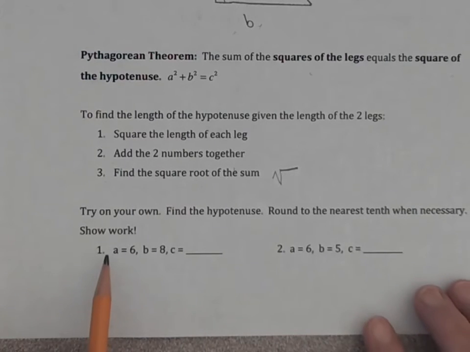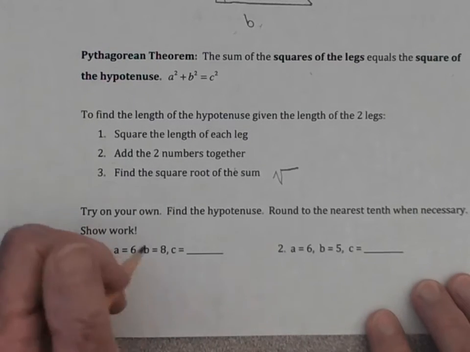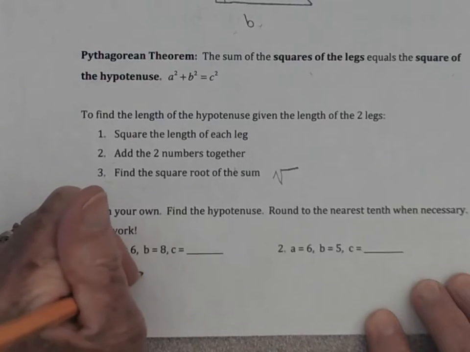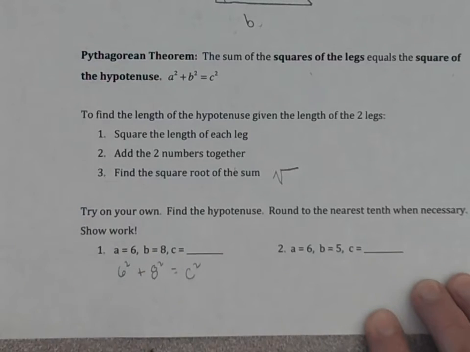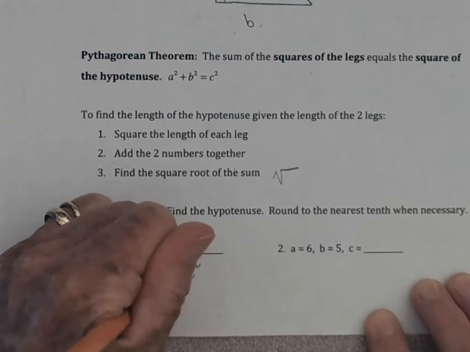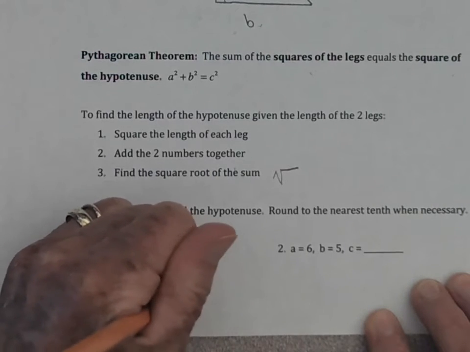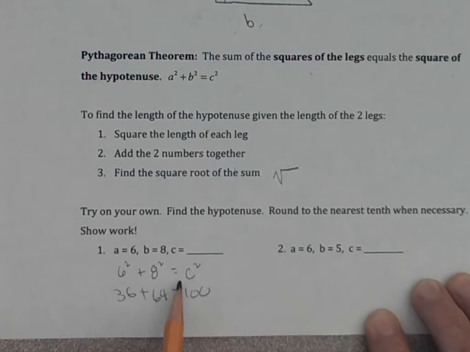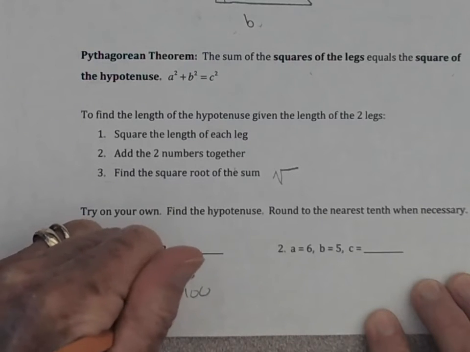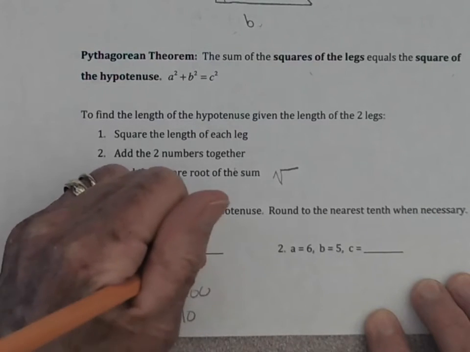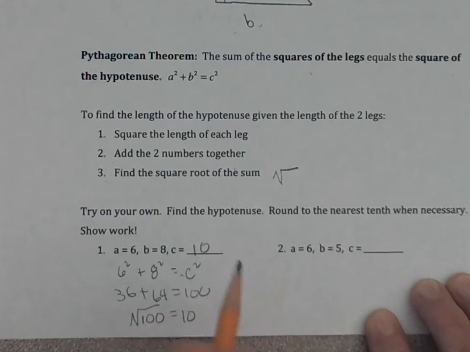So here we have A and B, so we're going to square 6. 6 squared plus 8 squared. And that should give me C squared. 6 squared is 36, 6 times 6, plus 8 squared is 64, 8 times 8, and that equals 100. That gives me C squared. We don't want to know C squared. We want to know the length, so we have to find the square root of 100. So the square root of 100 is equal to 10, and that's what my length, the length of the hypotenuse, is going to be.